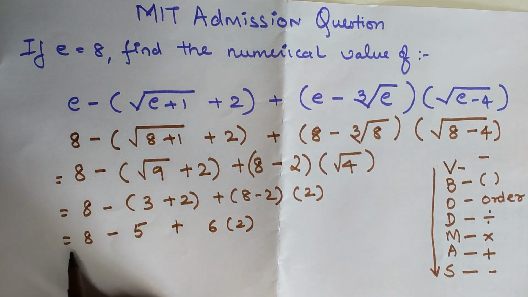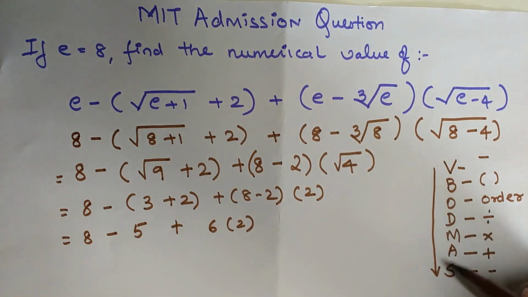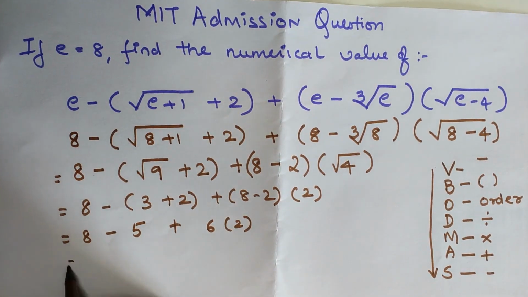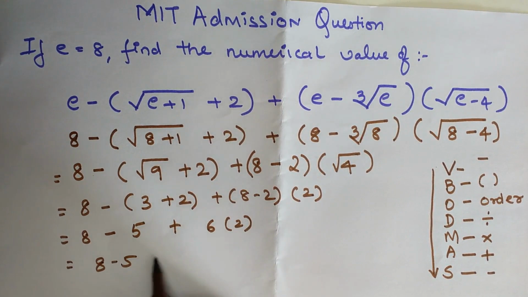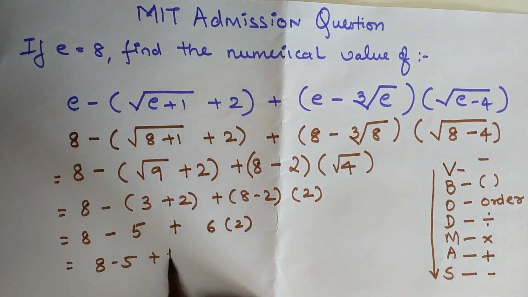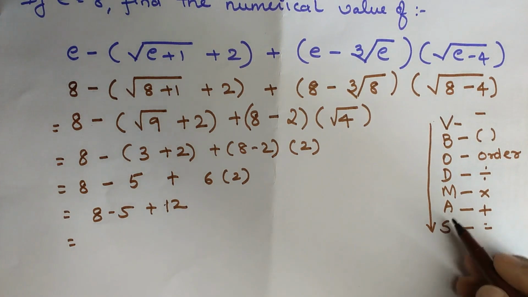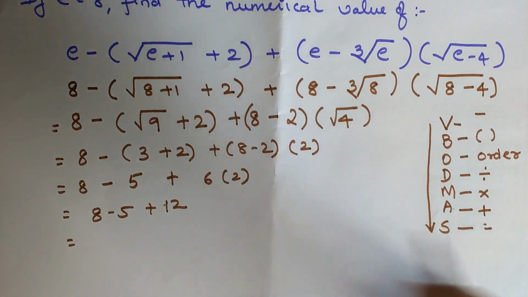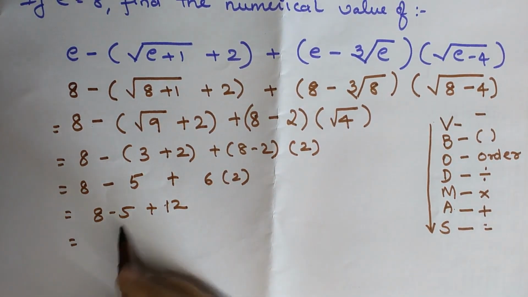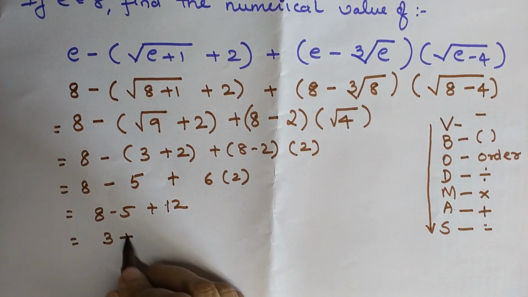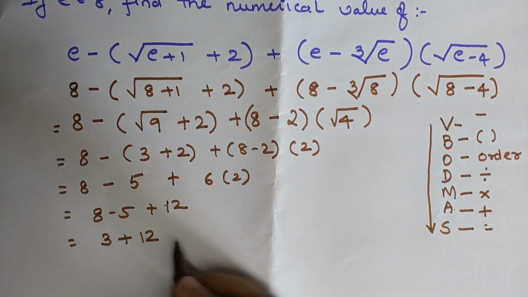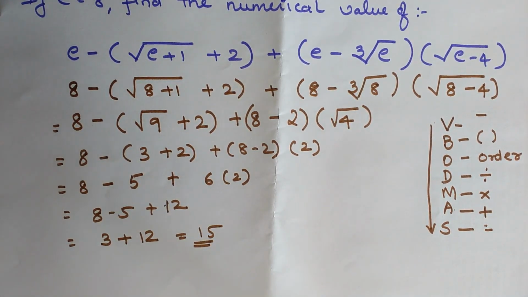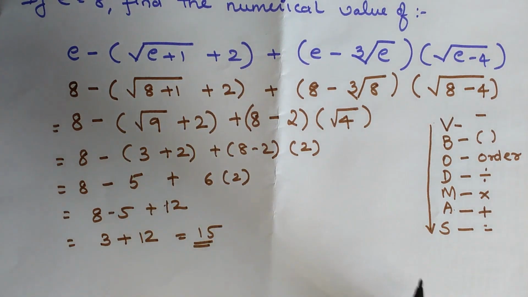Now again, according to this rule, we'll first come across the multiplication, which is here. So we'll keep 8 minus 5 as it is, plus 6 into 2, which is nothing but 12. Students, please understand, whenever you are facing addition and subtraction, you can do either of them first. So let me first do the subtraction. 8 minus 5 is 3, plus 12. So 3 plus 12 gets you 15.